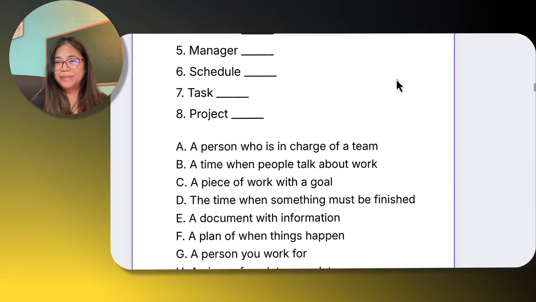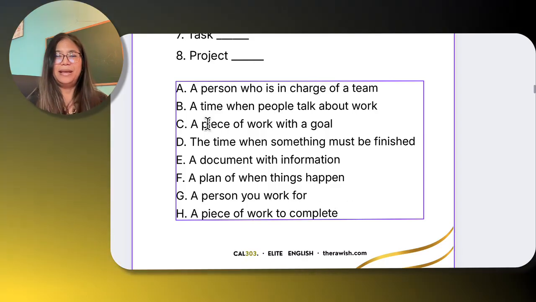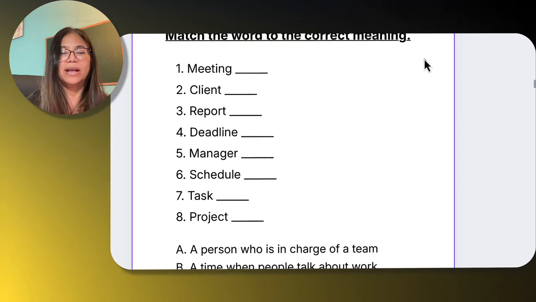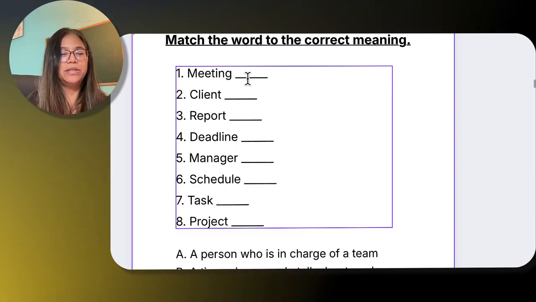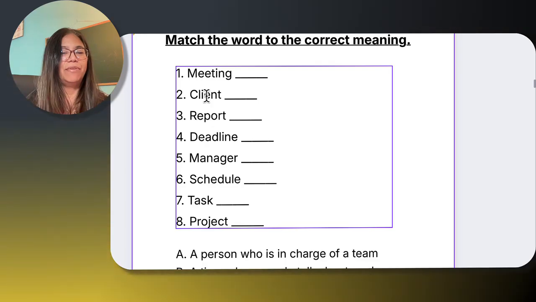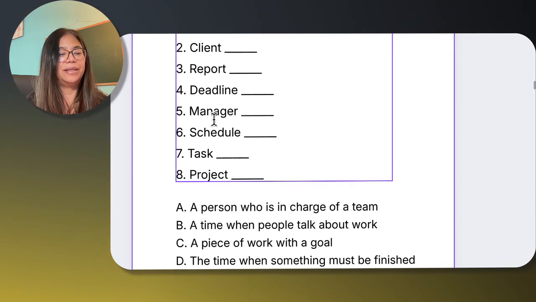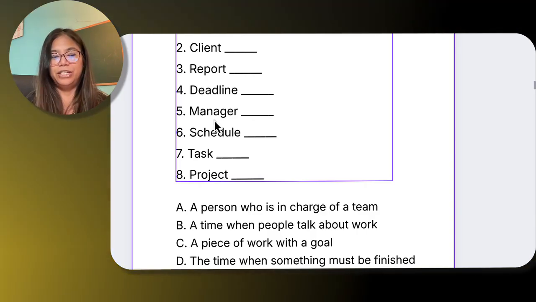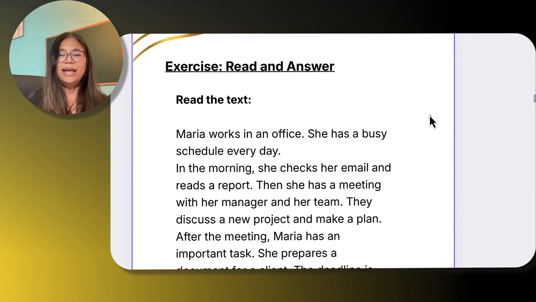Okay, so just in case, let's see. For number 1, meeting goes B. For client, number 2 goes G. For report goes E. For deadline goes D. For manager goes A. For schedule, F. For task is H, and for project is C. It says right here, read and answer.